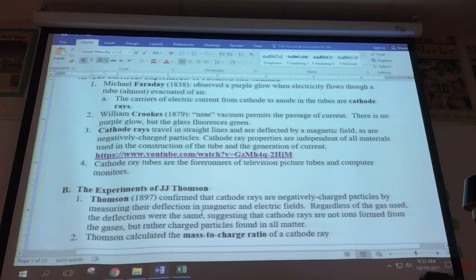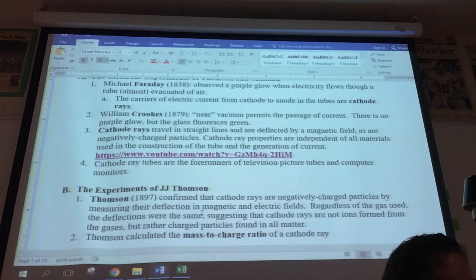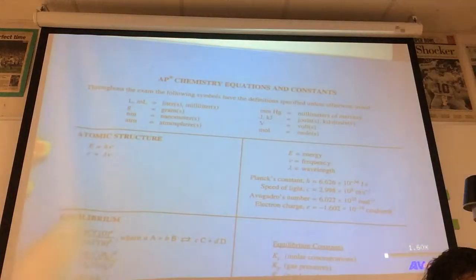What's the abbreviation for coulomb? Capital C. And you're actually going to see it on your formula sheet, which is on the back of your periodic table.